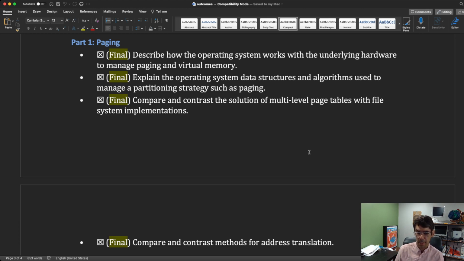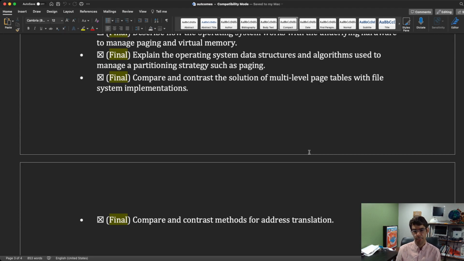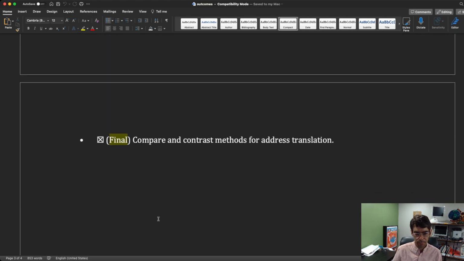And then finally, compare and contrast methods for address translation. With all three approaches to address translation, segmentation, base and bounds, and paging, you should be able to tell me: this is generally what it is, this is what's bad about it, this is what's good about it, and then based on what's bad about it, this is why we moved up to the next one. So why did we go from base and bounds to segmentation? Why did we go from segmentation to paging? And that's it. That's the end of this document.